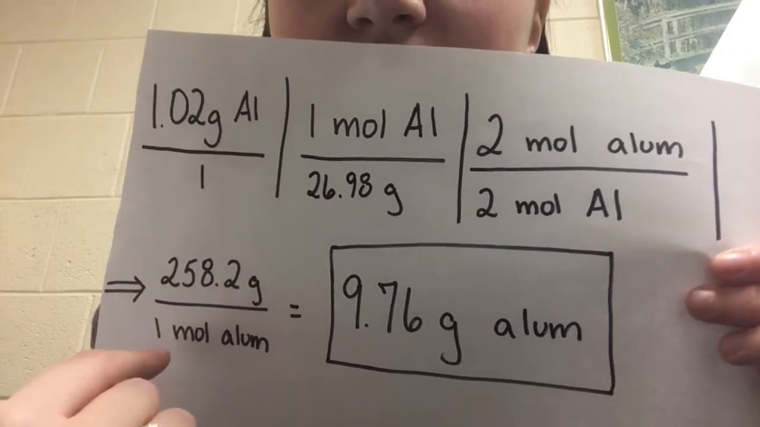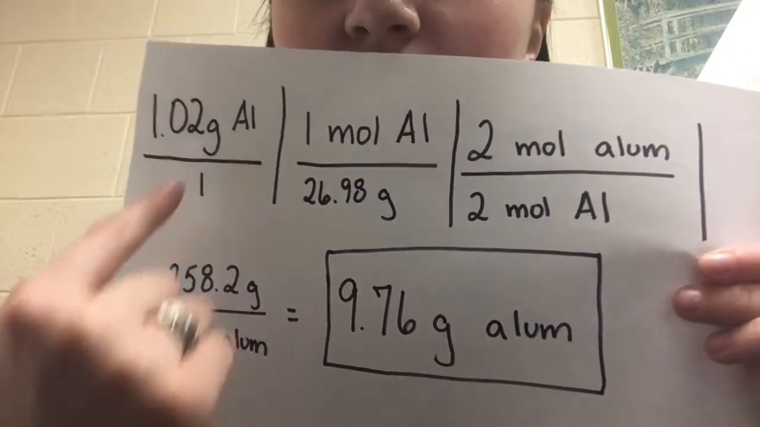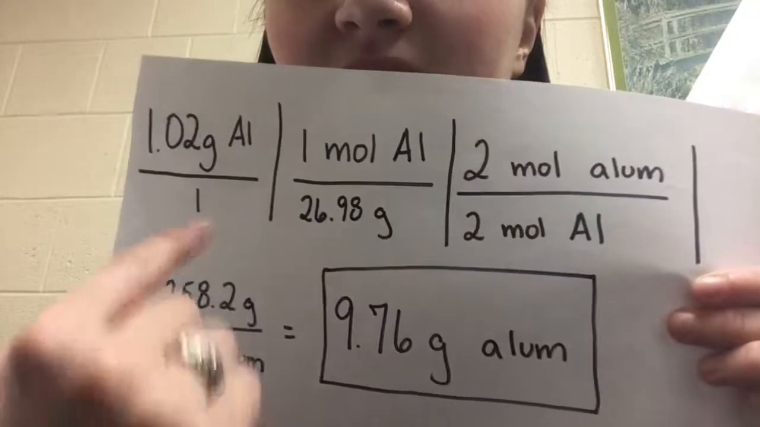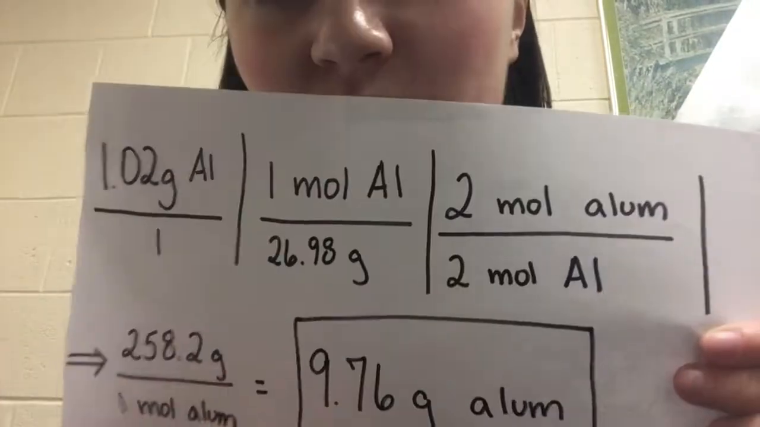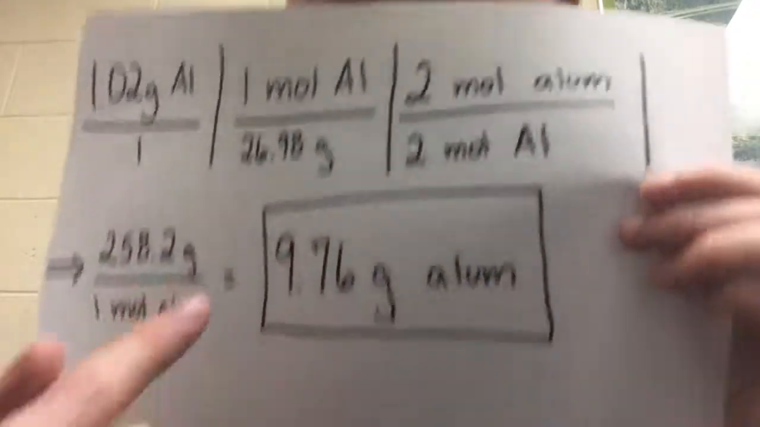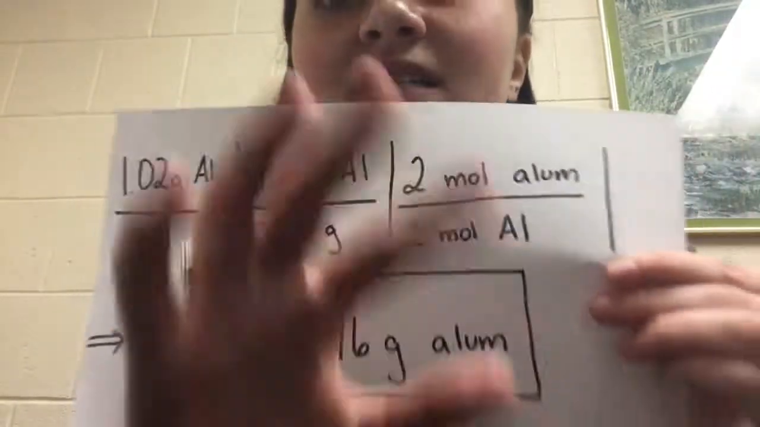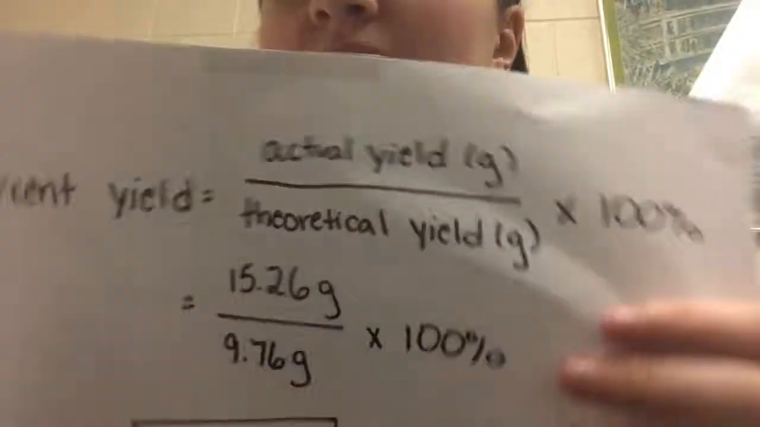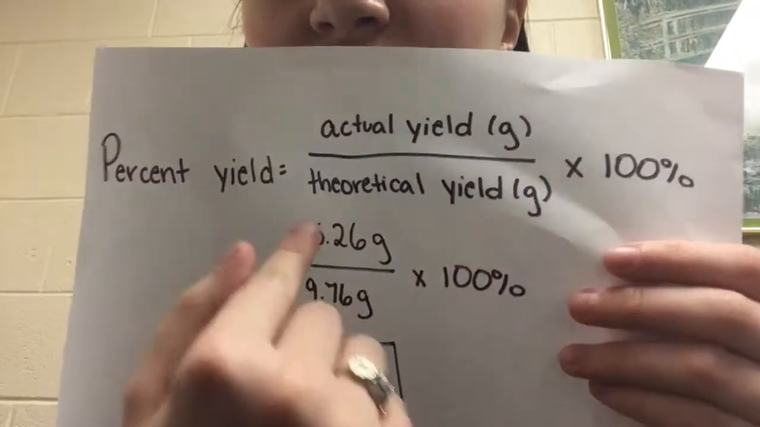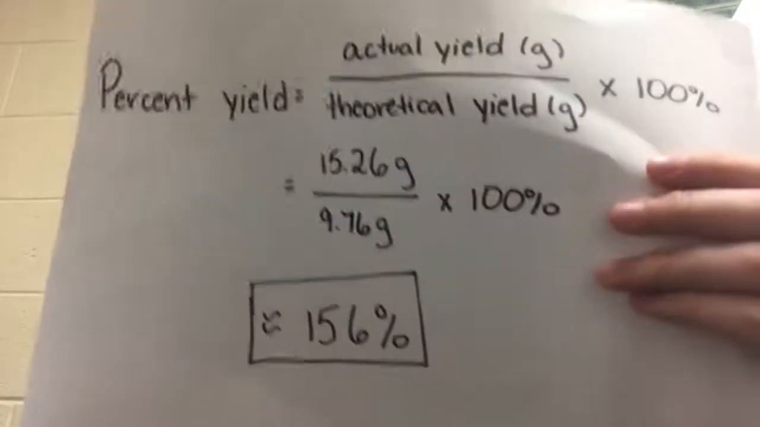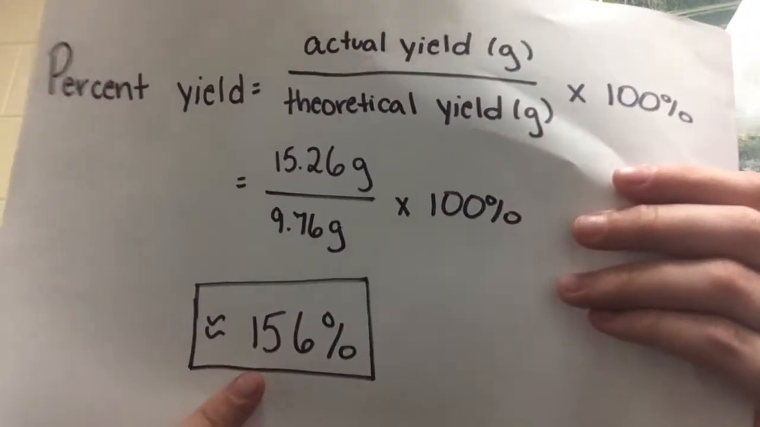and that 258.2 grams of alum is equivalent to 1 mole of alum. Going through this process, multiplying the tops and then dividing by the bottoms, numerators and denominators for us mathy people, we find that 9.76 grams of alum is theoretically made. We can then plug this into our equation for percent yield. Percent yield equals actual yield in grams over theoretical yield in grams times 100%. And we find that there is a 156% yield.